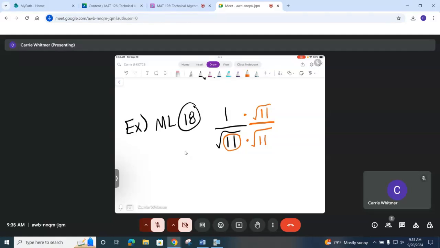Okay, so once I've got that set up, now I just multiply the numerator. 1 times radical 11 is just radical 11. And then in the denominator, 11 times 11 is 121. So I'll have the square root of 121. The square root of 121 is what? Just 11. So that's going to simplify to radical 11 over 11.